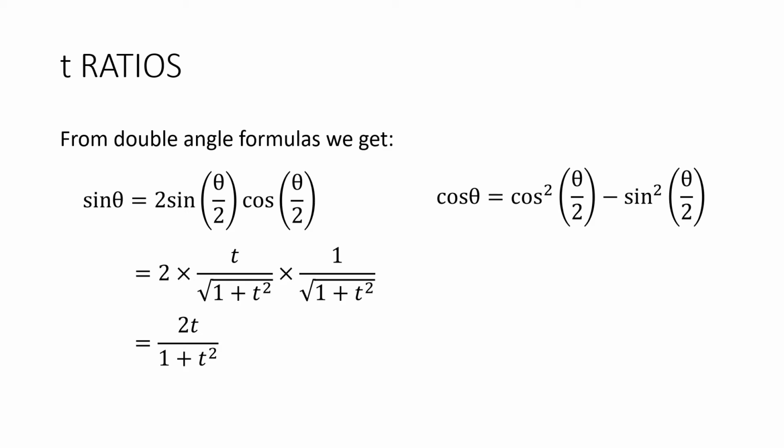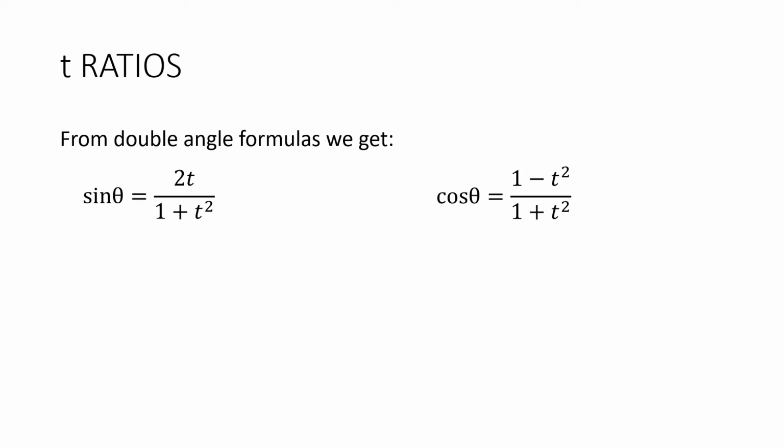Similarly for cos theta, it's equal to cos squared theta on 2 take away sin squared theta on 2. Substituting, we get cos theta equals 1 minus t squared all over 1 plus t squared. And finally, tan theta is equal to sin theta divided by cos theta, which is going to give us 2t over 1 minus t squared.